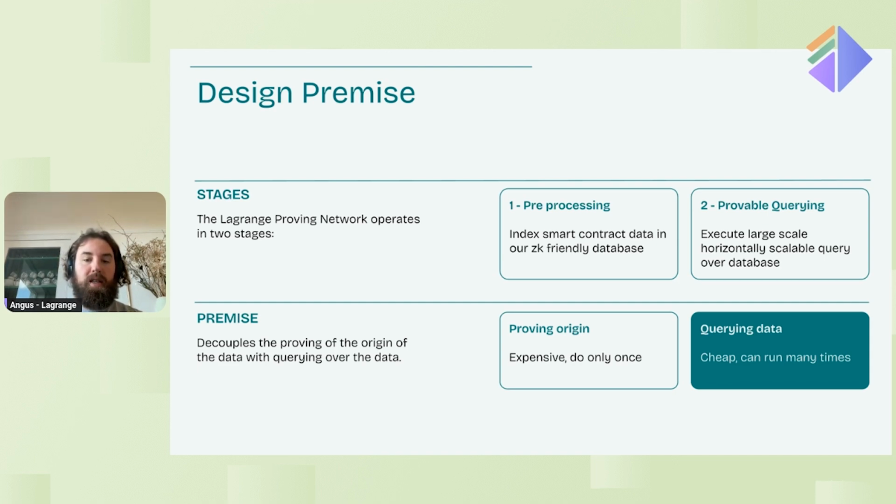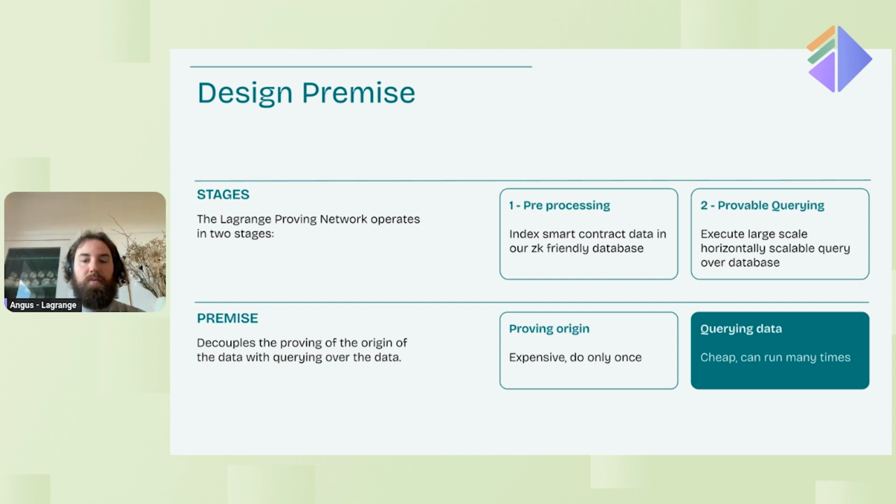So the first step is pre-processing. You choose a smart contract that you want to index, and what state you want to index. Then the Lagrange network will start pulling that data out every block and put it into the ZK-friendly database. This is where I was saying they change things, and I can share a presentation with a lot more technical detail about how it slots data into this ZK-friendly database.